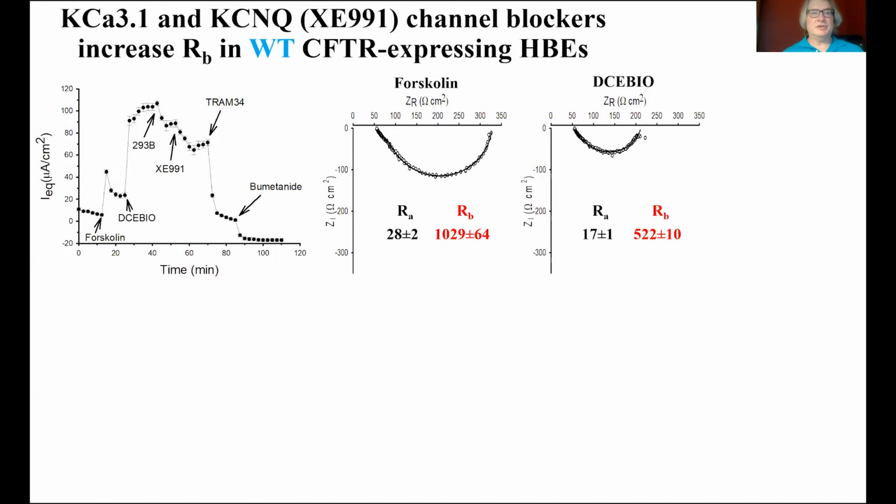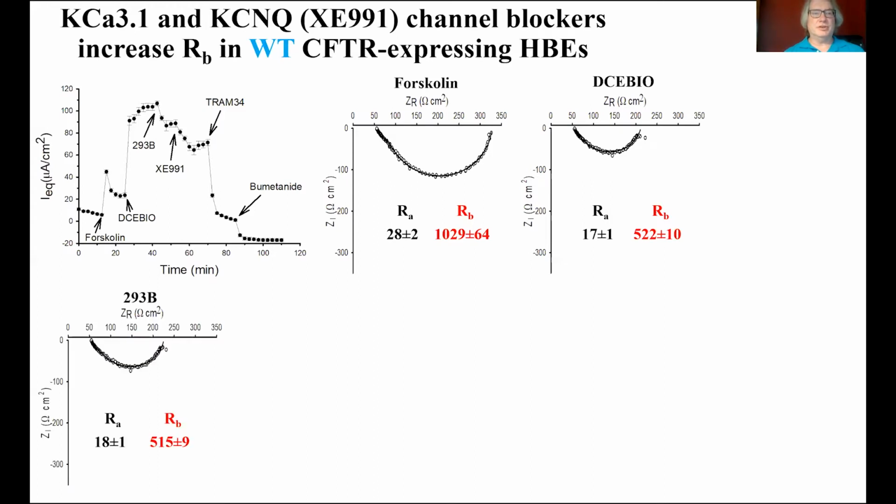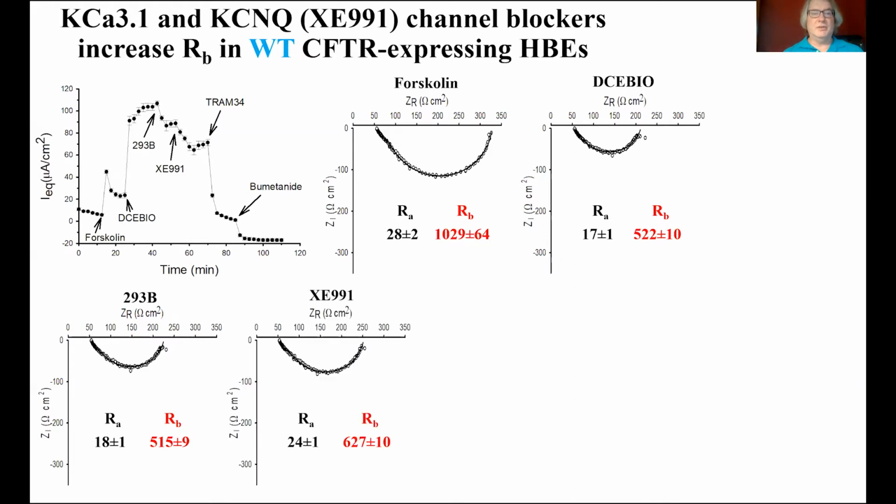This produced a rather small decrease in current, and we saw no change in RA or RB with this addition. In contrast, when we added XE991, which will inhibit also KCNQ3 and KCNQ5, we saw, again, a very small change in the apical membrane resistance, but in this case, an approximately 110 ohm increase in the basolateral resistance, which is consistent with this channel being in the basolateral membrane and being blocked.